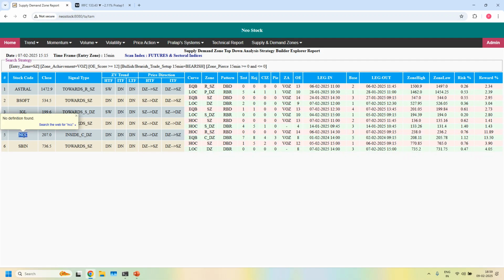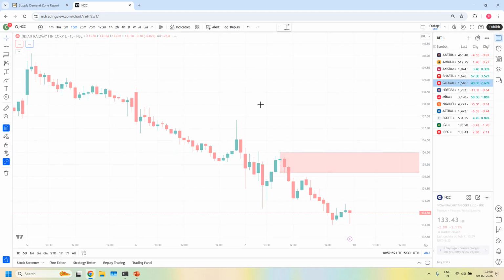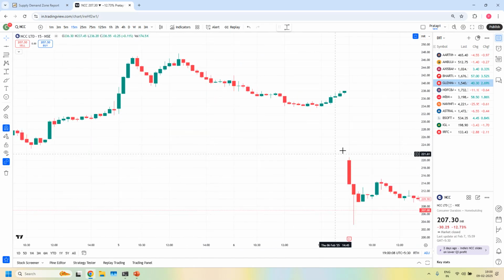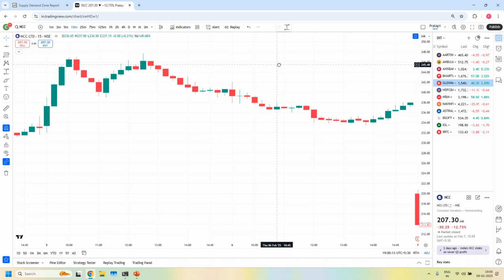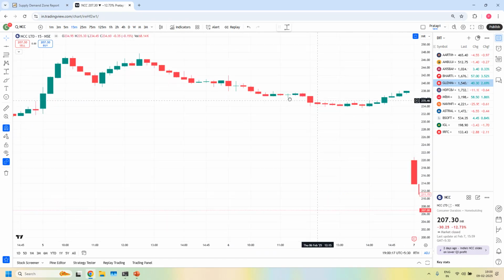Next one is NCC, Nagarjuna Construction. So this is a high liquidity supply zone. This is 6th February 1430, 3 base candles. See, this is a hidden body. Rally, 3 base candles and a drop candle.